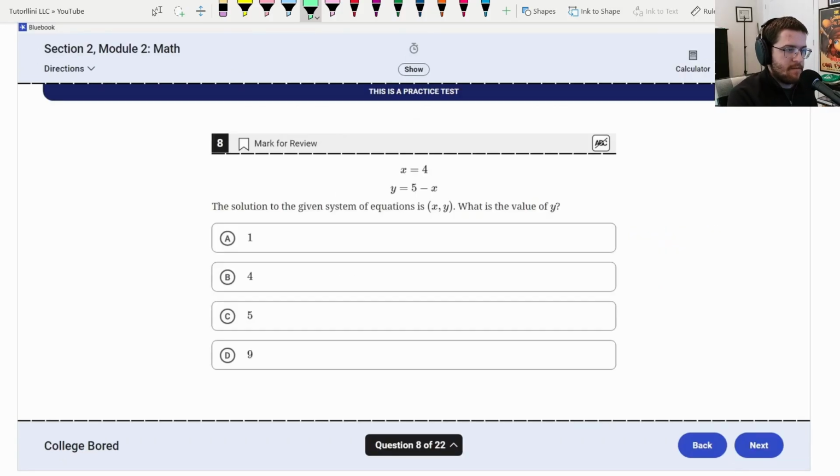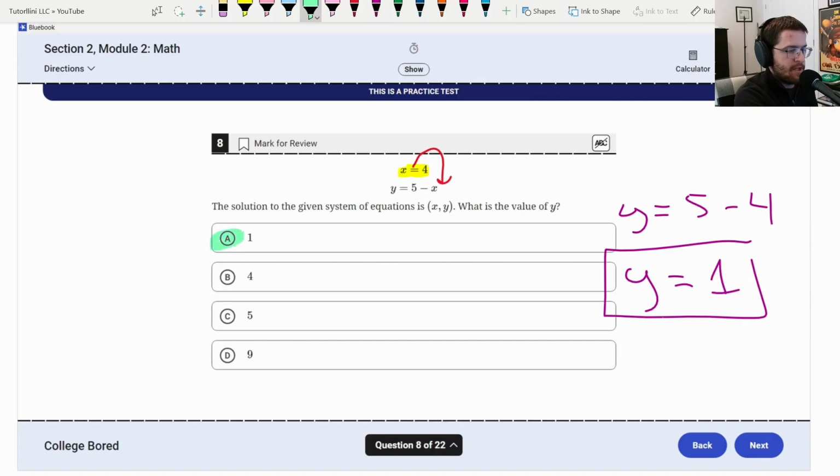Okay, question 8. So they actually gave us one of the variables solved, so that's great. So let's kind of put that in. Let's substitute that into the equation. We get y equals 5 minus 4, and 5 minus 4 is 1.